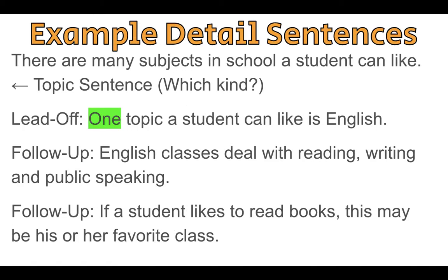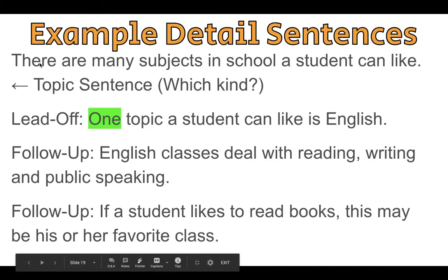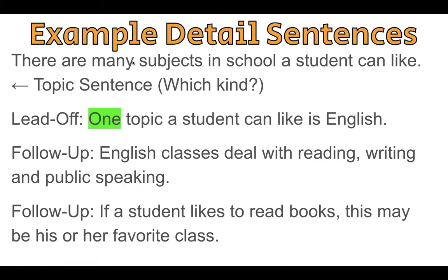Anyway, so let's start up here at the tip top with: there are many subjects in school a student can like. First of all, what kind of topic sentence is that? Is that a cluing, general, or specific? I'll wait. If you said cluing, you are right. And the reason it's cluing is the word many. There are many subjects in school a student can like. So that is my topic sentence. So I know I'm going to talk about many, so probably more than two, maybe three. I could have been more specific there, but many works just as well.